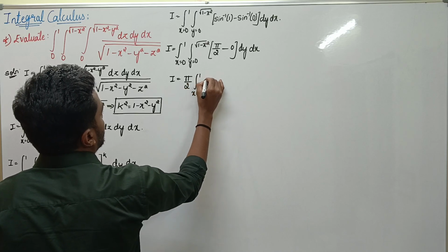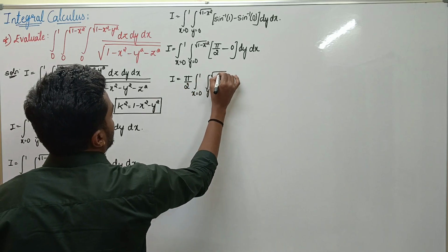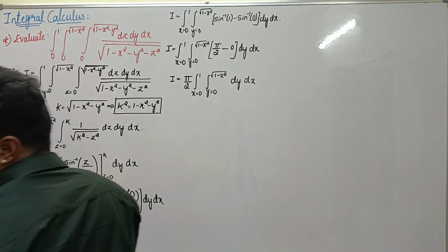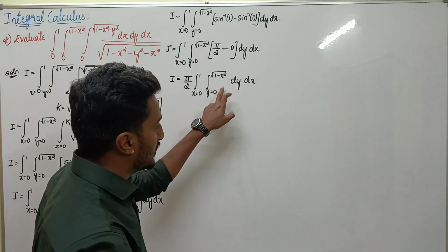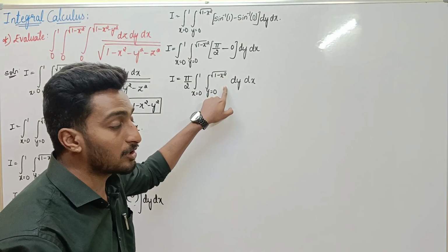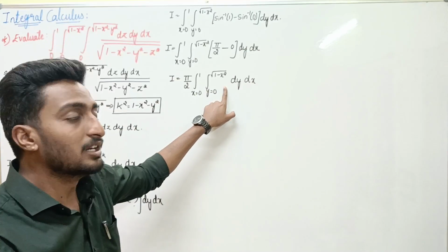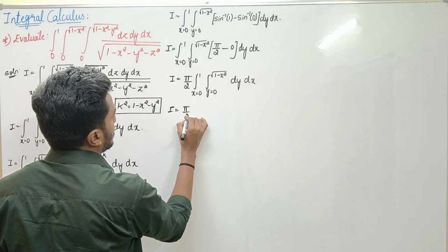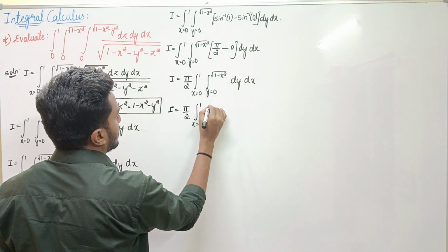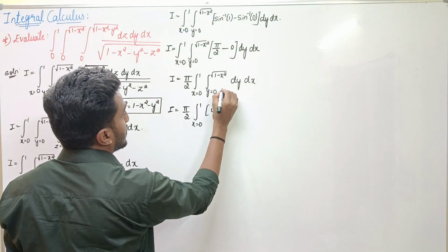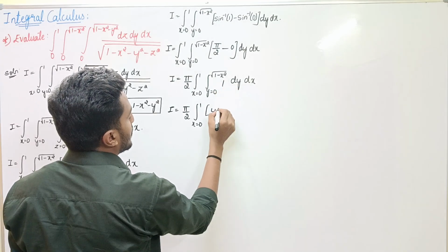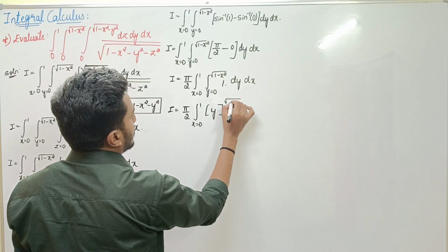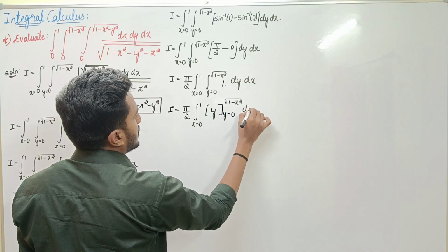X varies from 0 to 1 and y varies from 0 to root of 1 minus x square, dy dx. Now I need to integrate with respect to y. Since I don't have any variable to integrate with respect to y, there is a constant term, that is 1. Integration of 1 with respect to y is y, so I is equal to pi by 2 integral x varies from 0 to 1, into y integration. Integration of 1 with respect to dy is y, into y varies from 0 to root of 1 minus x square, dx.